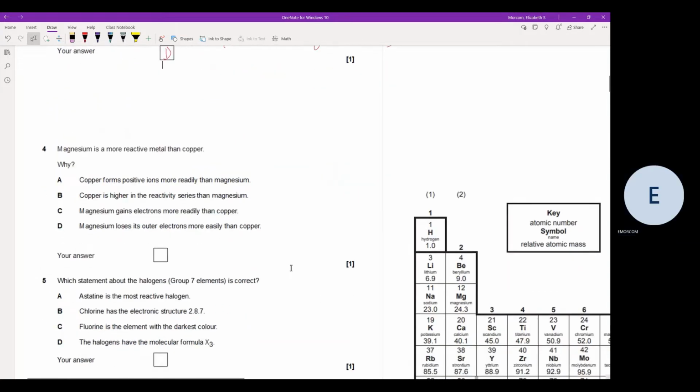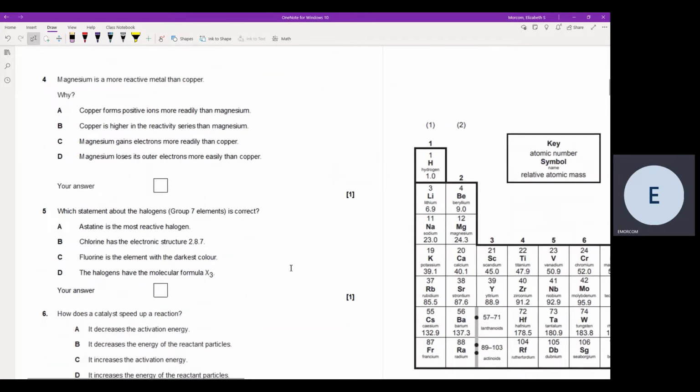Question 4. Magnesium is a more reactive metal than copper. Why? Well, they're both metals, so in order to react, they lose electrons. If they're losing electrons, we just need to think which of them does that more easily. Okay, so let's look at the options. Copper forms positive ions more readily than magnesium. No, because if it did, then copper would be more reactive than magnesium. Copper is higher in the reactivity series than magnesium. No, again, that would mean it was more reactive. Magnesium gains electrons more readily than copper is wrong because it's about losing electrons. So the answer is D.